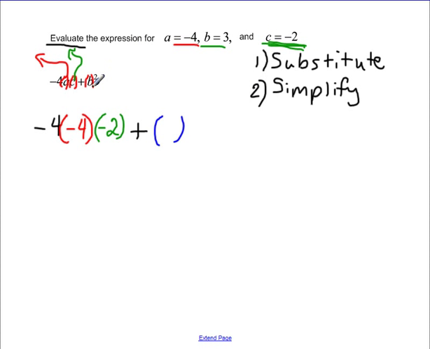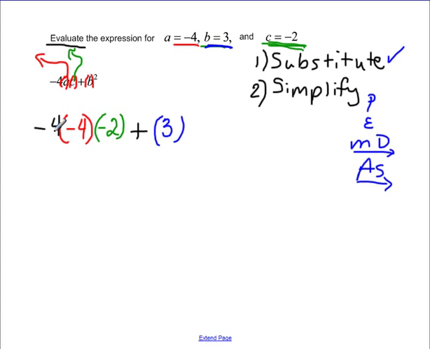Now B, here's my B value. My B value is 3. And so that's what's going to be added on over here. So now we've done our substitution step. Always good to pause and just make sure everything got substituted in correctly. And now we're going to simplify following order of operations. We're going to do parentheses, exponents, multiply or divide left to right, add or subtract left to right.